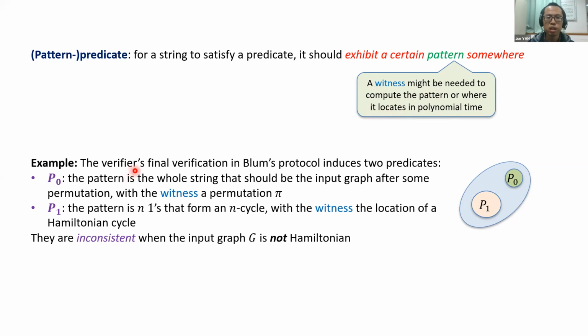For example, we consider Blum's protocol. The verifier's final verification induces 2 predicates, P0 and P1, corresponding to the verifier's challenge 0 and 1, respectively. For the predicate P0, the pattern is just the whole string, which should be the input graph after some permutation, with the witness being the permutation pi selected by the prover. For the predicate P1, the pattern is n 1s that form an n-cycle, and the witness is the location of a Hamiltonian cycle. These 2 predicates are inconsistent when the input graph G is not Hamiltonian. By inconsistent, I mean they are disjoint. No string can satisfy both of them simultaneously.